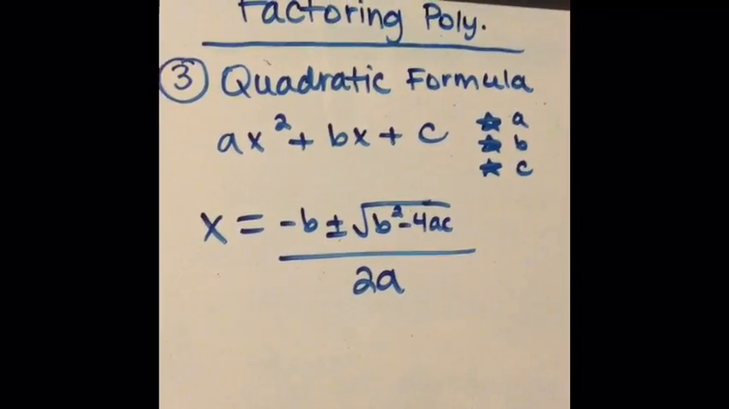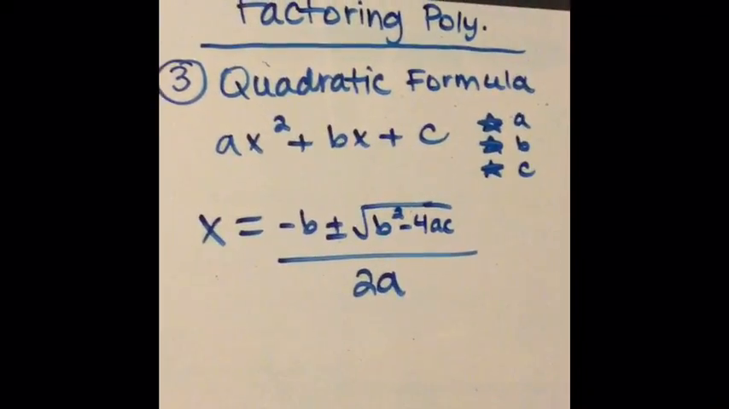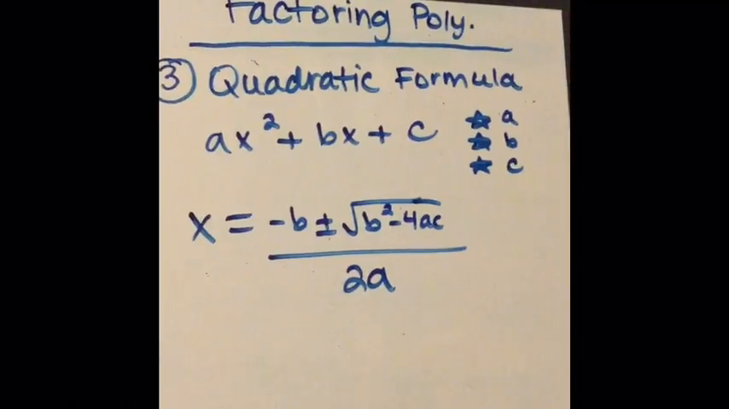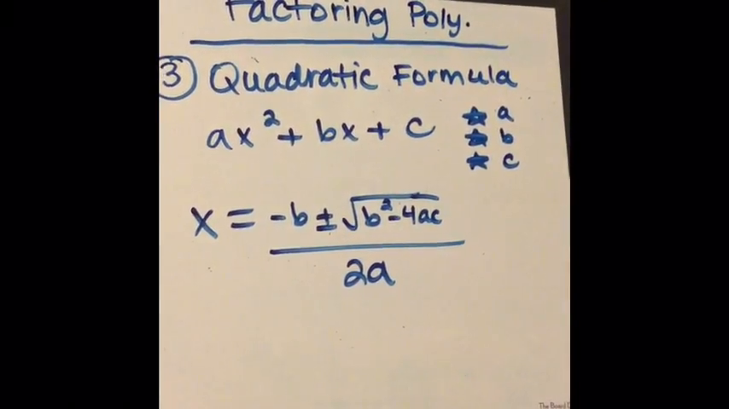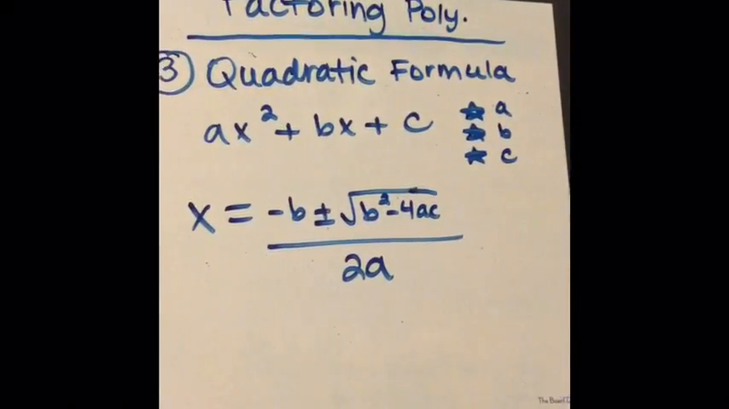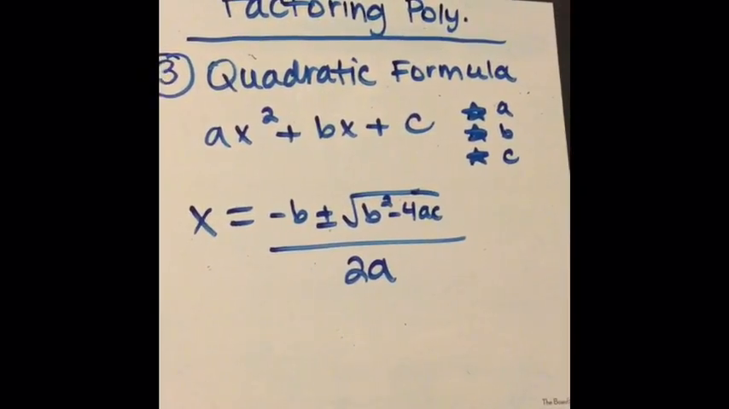Another way to factor polynomials is to use the quadratic formula. When your equation is in standard form of ax squared plus bx plus c, you are able to get a, b, and c out of the equation to insert them into the quadratic equation.